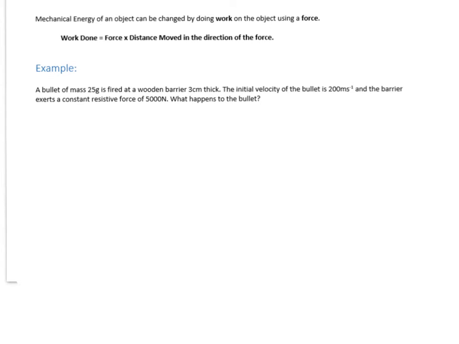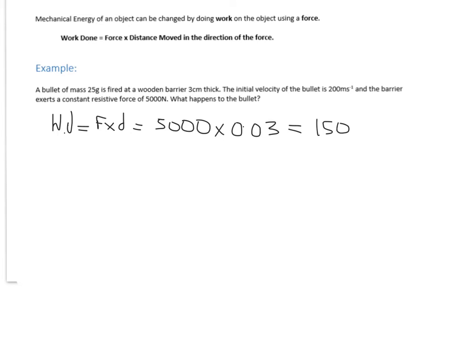First of all, let's calculate the work the barrier can do on the bullet. Work done is the force times the distance. The resistive force is 5,000 newtons and the distance was 3 centimeters, so that's 0.03 meters, and that gives you a work done of 150 joules.